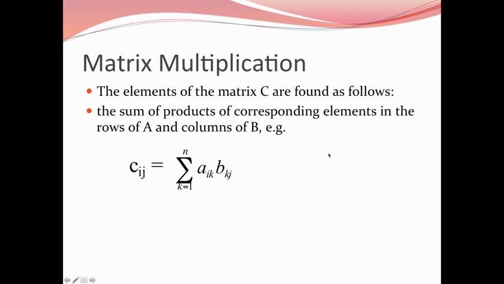So here's how you find the actual elements of the resulting matrix C. It's the sum of products of corresponding elements in the rows of A and the columns of B. So for each element in C, C sub ij, it's the sum of rows in A and columns in B. So what you're doing is multiplying those corresponding elements and adding them all together.